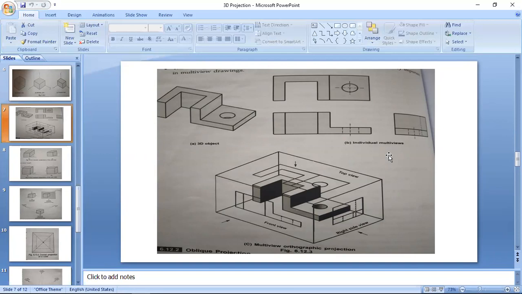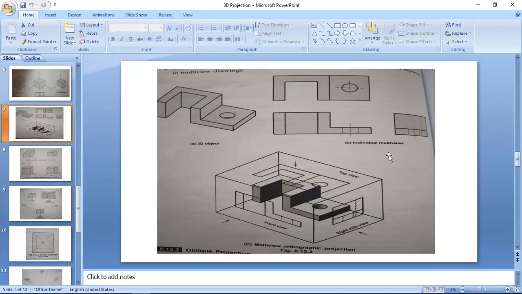It usually requires several orthographic projections to define the shape of a three-dimensional object. Each orthographic view is a two-dimensional drawing showing only two of the three dimensions of the three-dimensional object. Okay, it shows only two views, and that also in 2D, of a three-dimensional object.